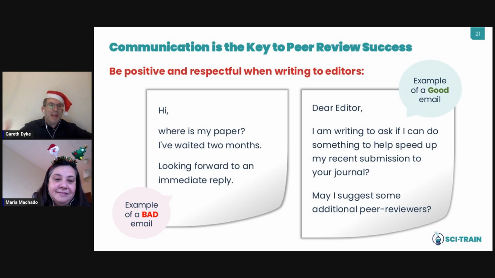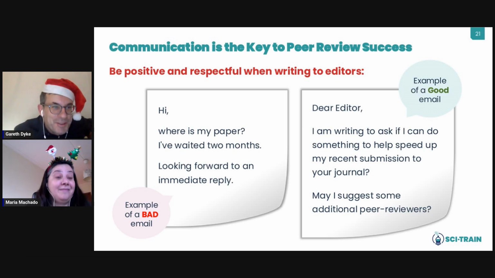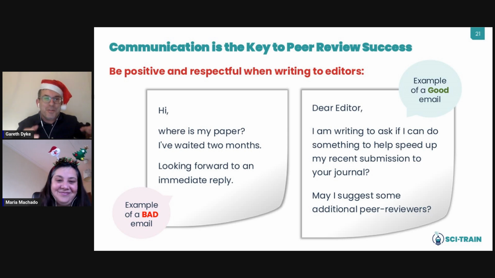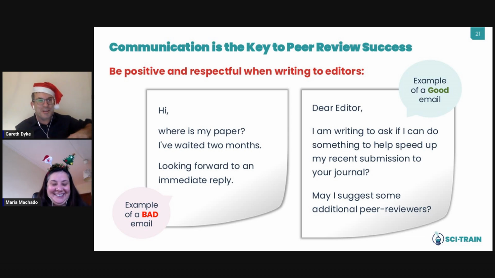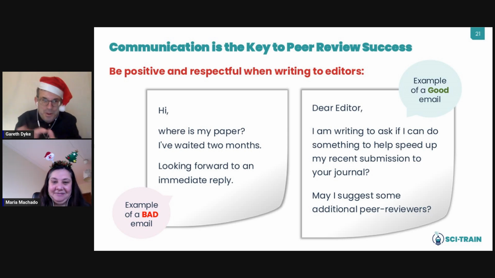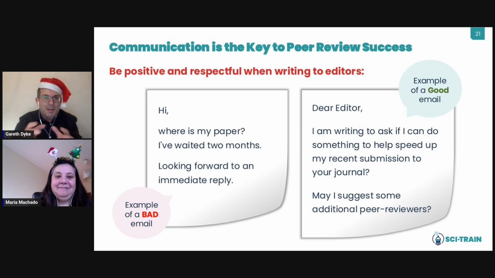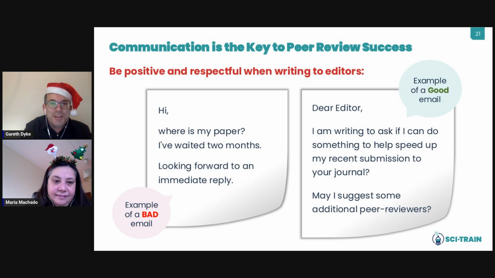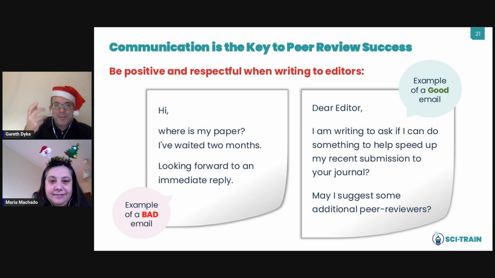Be polite. Most editors are doing other jobs as well. They're university academics, they're busy people. So "Where's my paper? I've waited 2 months" is not a very effective way to communicate with an editor. Instead: "I'm writing, dear editor," with the manuscript number to give them information so they can easily find your paper in the online system. "I'm writing to ask if there's something I can do to speed up the process, for example. Maybe you can suggest some additional peer reviewers." Great ways to engage and communicate.